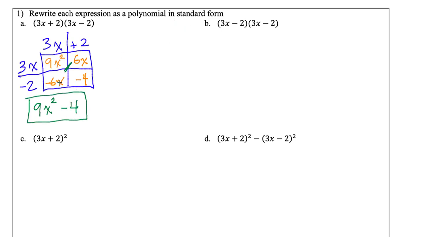Again, standard form means the powers are decreasing. It goes power of 3, power of 2, power of 1, power of 0. Again, power of 0 means it's a constant term.